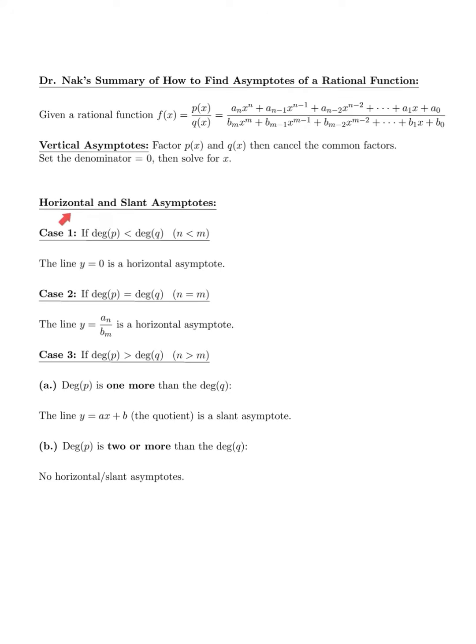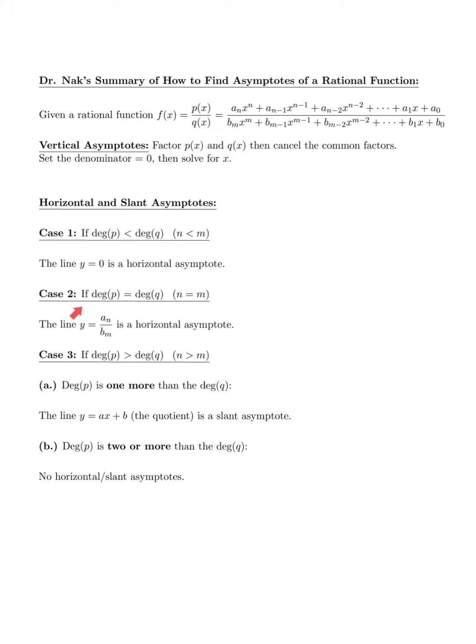And then horizontal and slant asymptotes. By the way, if you have a horizontal asymptote, there is no way that you're going to have a slant asymptote, and vice versa. So it's either going to be horizontal or slant. But anyways, let's take a look at case 1. If the degree on the top is less than the degree on the bottom, then the line y equals 0, which is the x-axis, is a horizontal asymptote.